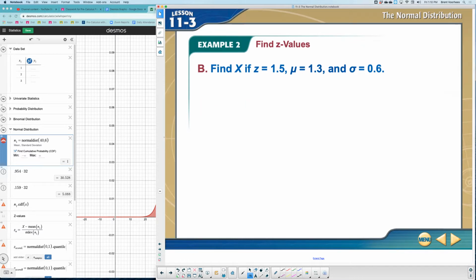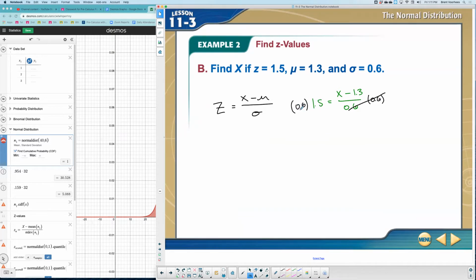So on this one, let's do this again. Find x. So we know, here's the formula again. Z is equal to x minus mean, the random variable minus the mean, divided by our standard deviation. So in this particular problem, they gave us the z value. So z equals 1.5 equals x minus the mean of 1.3 over our standard deviation of 0.6. So we need to do a little algebra to solve this. So I'm trying to isolate the variable x. So I'm going to do the opposite operations of what I see. What's the opposite of division? It would be multiplication. So I'll multiply each side by 0.6.